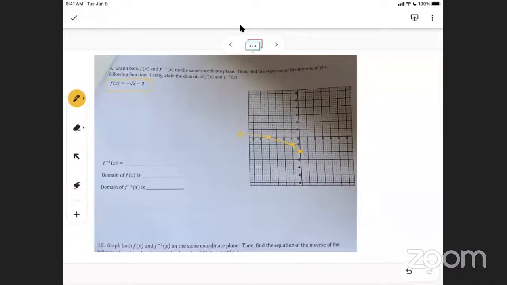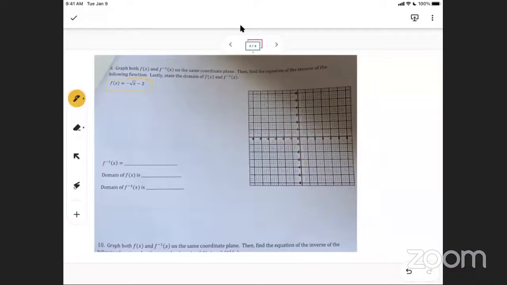I know I did that kind of fast. What I like to do is put test points in here. When I plug -1 in, that's not right. I can't plug in -1. I didn't do that right. Did I flip it over the wrong thing? I think it's flipped over the x-axis. Yeah, that's not right. That doesn't flip that way.